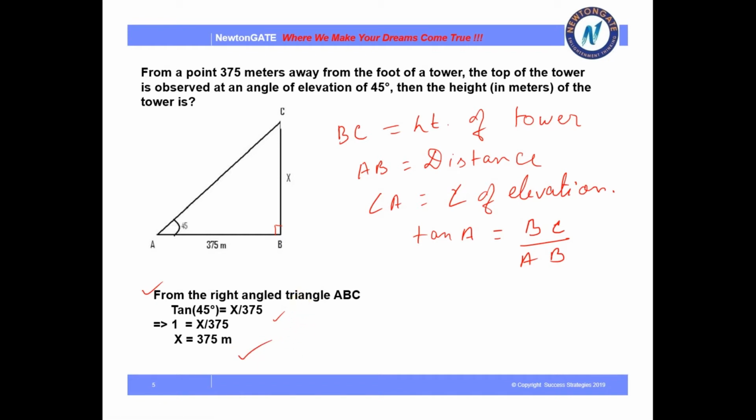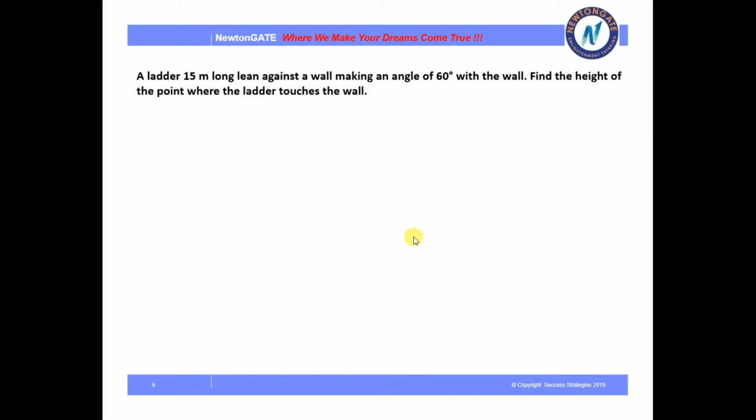This was a very simple example on heights and distance. We had the distance, we needed to find the height of the tower and we were given the angle of elevation. So this is how you solve a heights and distance problem. I will be giving you important questions at the end. And I will also be showing you a few more examples. So let's get to the next example.